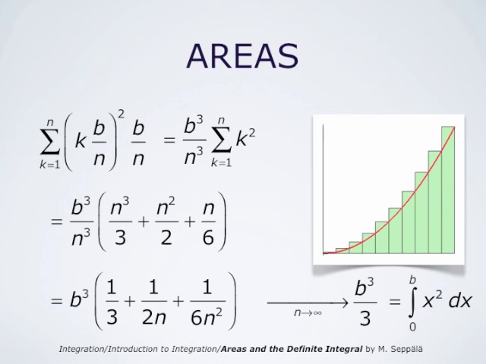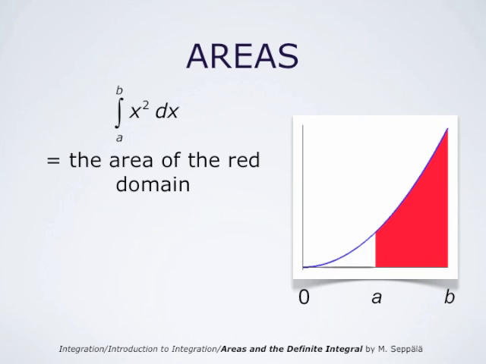We may further generalize this consideration. We may consider the definite integral from a to b of x squared dx. This is the area of the red domain indicated here in this picture. It is the area of the domain under the graph of the parabola y equals x squared and over the x-axis interval from a to b.